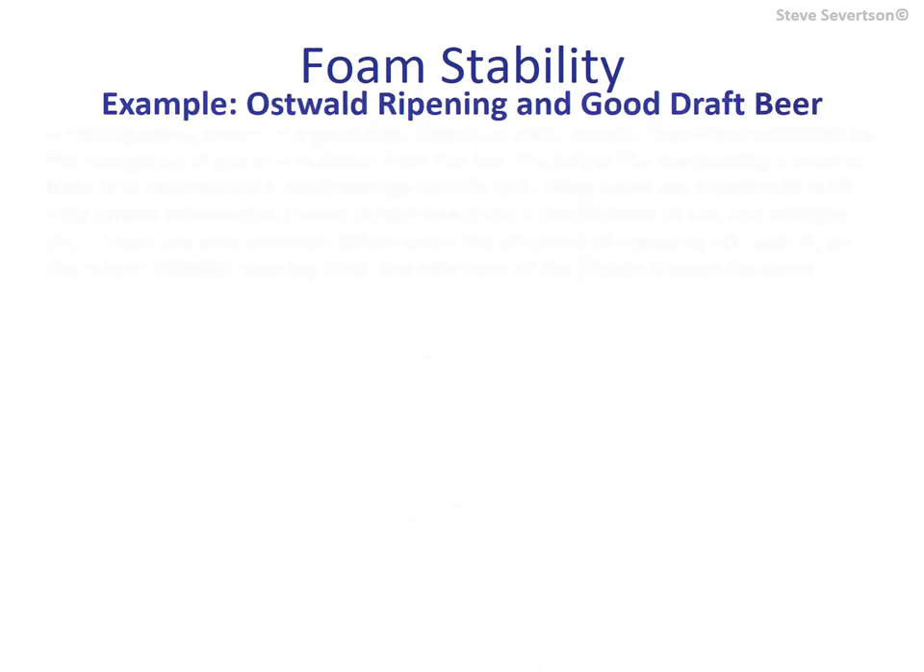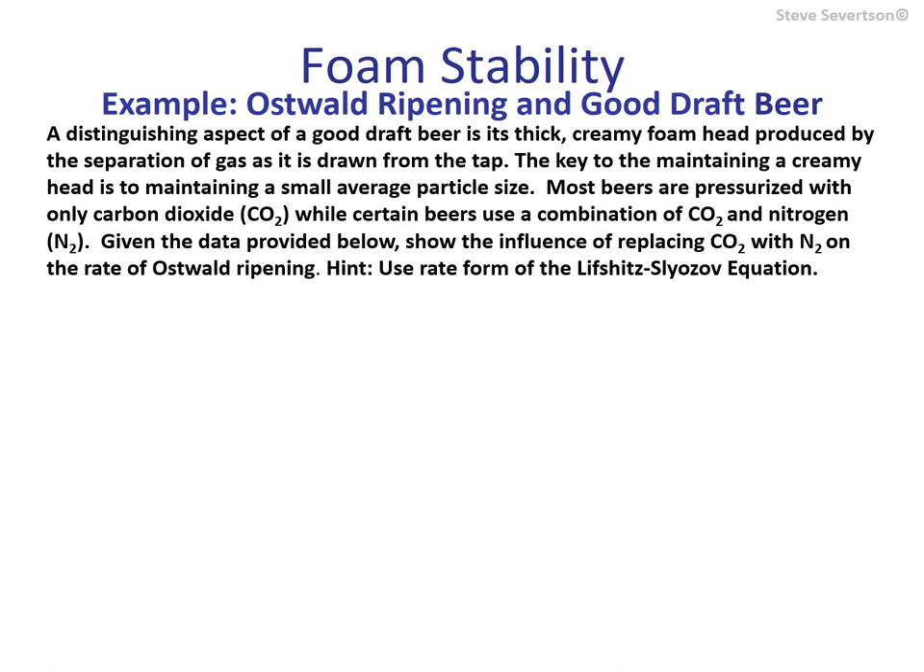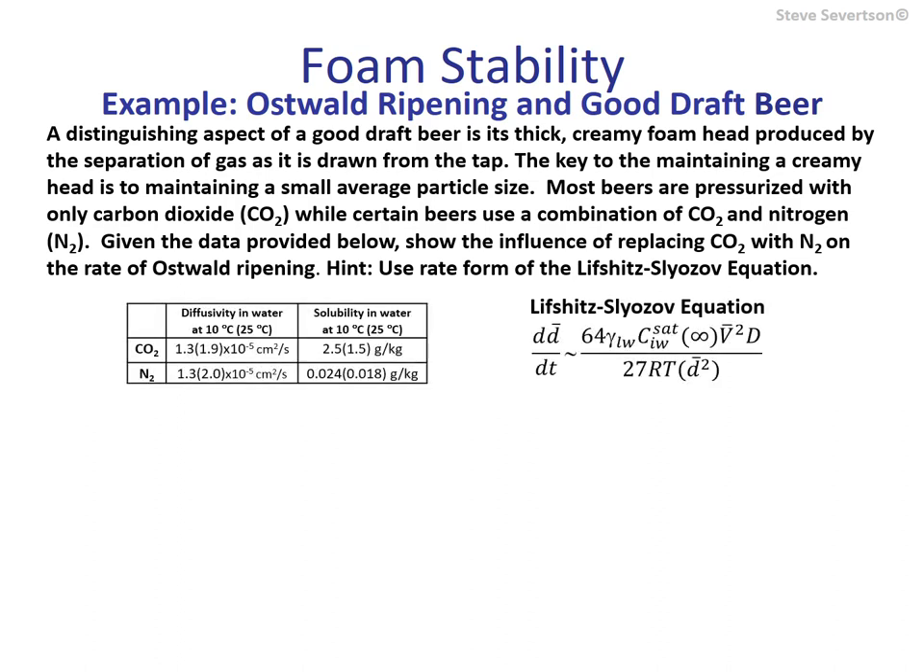The example here discusses replacing carbon dioxide in draft beer with nitrogen. Nitrogen reportedly produces a thicker, more stable foam. A potential explanation for this is bubble size. There is no reason to believe that nitrogen would initially form smaller bubbles, so differences are due to coarsening mechanisms, primarily disproportioning. This question asks us to use the Lifshitz-Lyoff equation from the previous lecture and the physical data for the gases to support this argument.